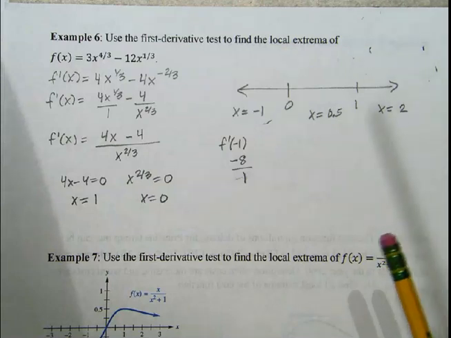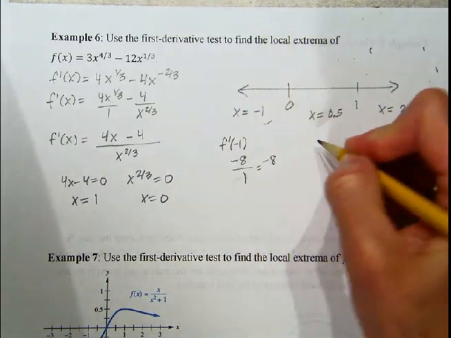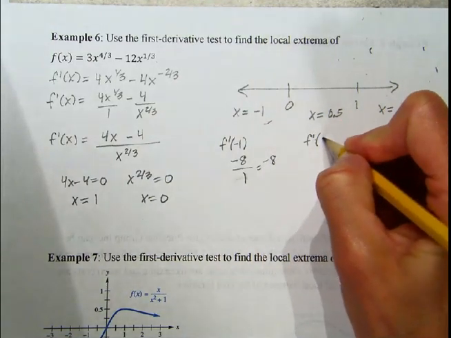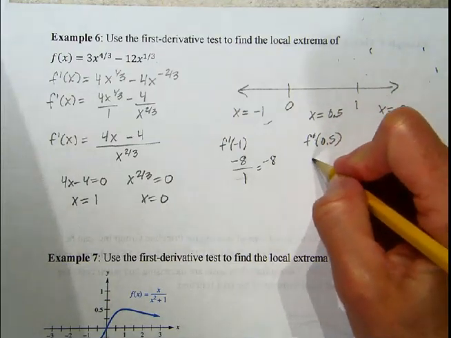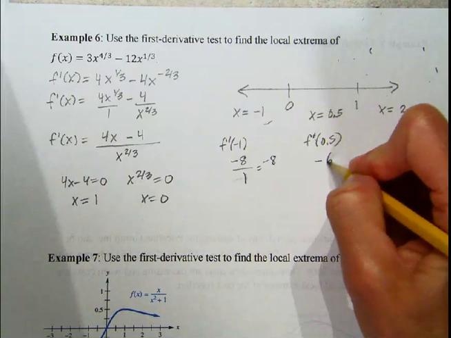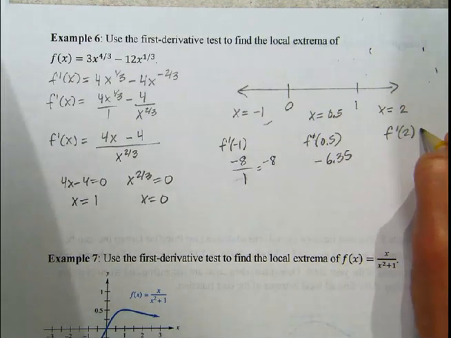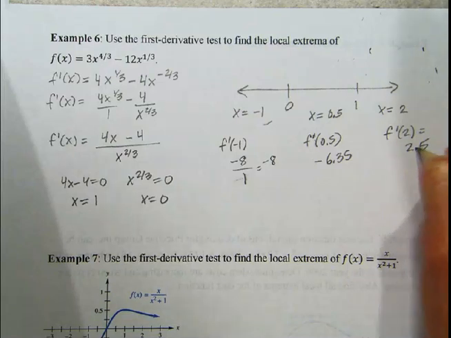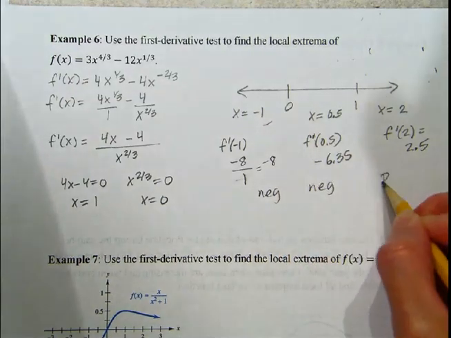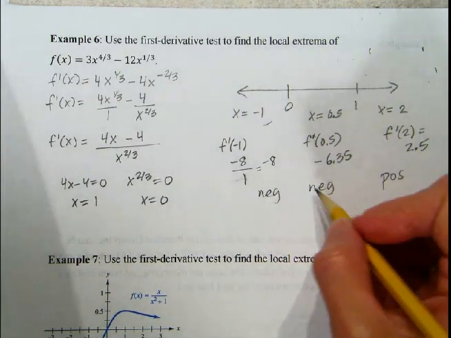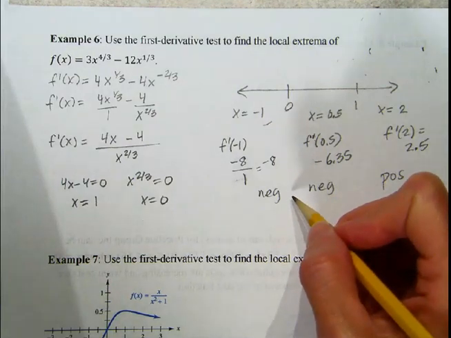Anyway, the top would be -8, the bottom would be a +1, so this gives me a -8. If I plug in 0.5, that gives me about -6.35. And if I plug in 2, I get 2.5. So notice that I have a negative, then I have a negative, and then I have a positive. So what this means is there's no local extrema at 0. But there is at 1.